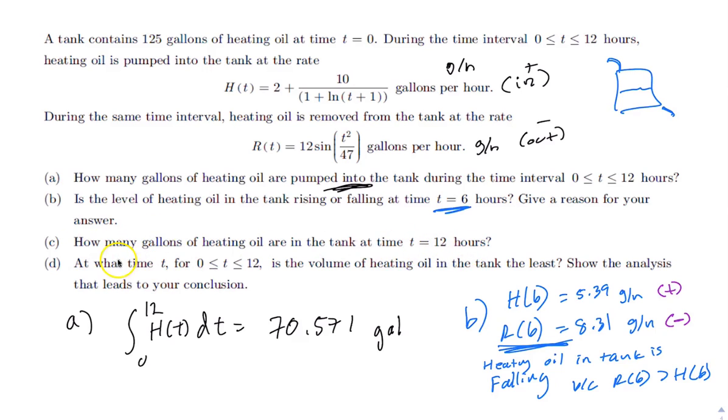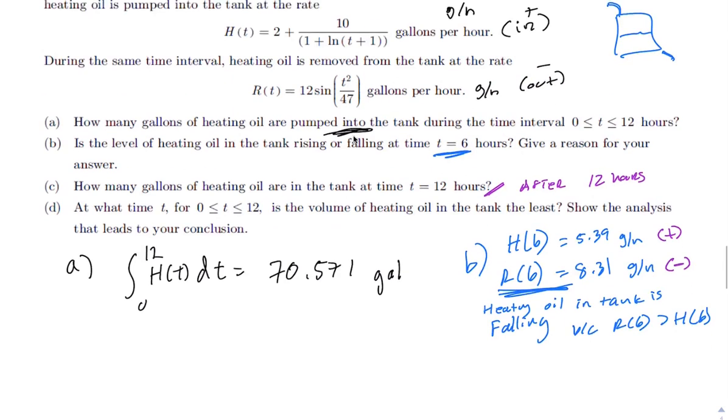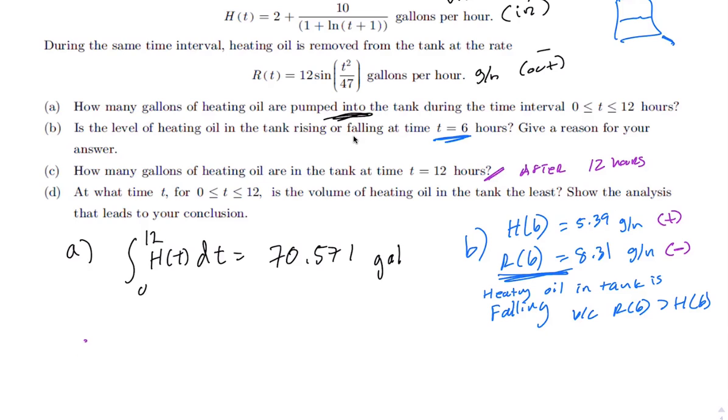So this is a different question than A. A talked about during this period of 12 hours, how much is pumped in. Look at this one. How many gallons of heating oil are in the tank? So this is like total. This is saying after 12 hours, how much is in. So in this case, we have to add the initial value, because how much should I start with, plus how much am I adding, minus how much am I taking out. So C is going to be like this.